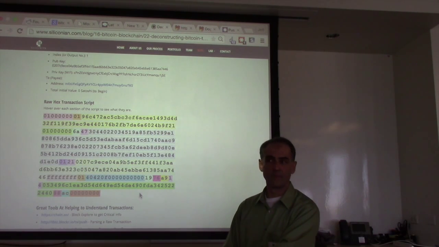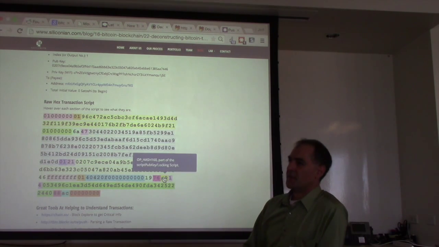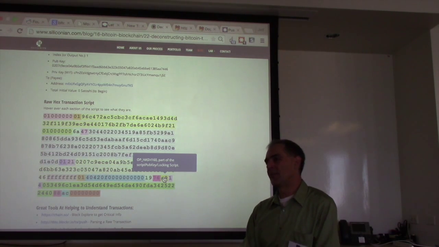Hash of that, same public key hash. 160 was there, right? Yes. Right here, yes. So we're doing an OP_HASH160, so RIPEMD-160.